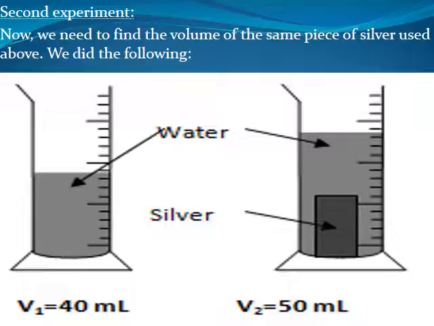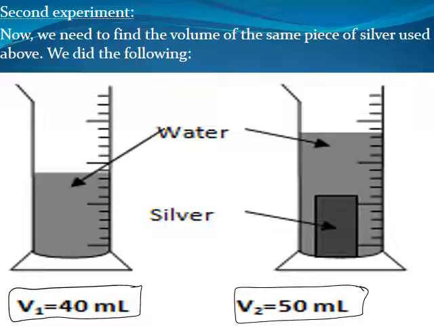Second experiment, we need to find the volume of the same piece of silver used above. We use the same piece of silver. So we did the following experiment. We have this graduated cylinder. This graduated cylinder includes only water. So V1, it will be 40 milliliter. Why? When we insert a piece of silver in the graduated cylinder, the level increases to be 50 milliliter. First, it was 40. When we insert the silver, it increases to reach 50.